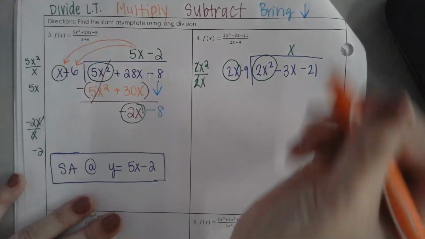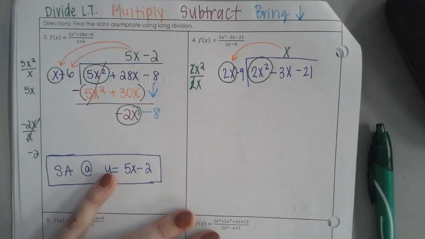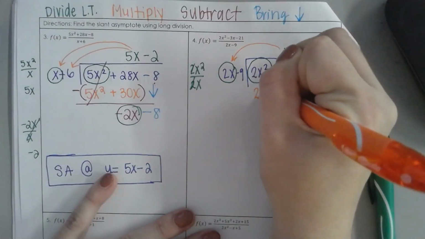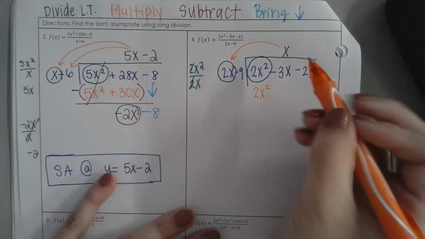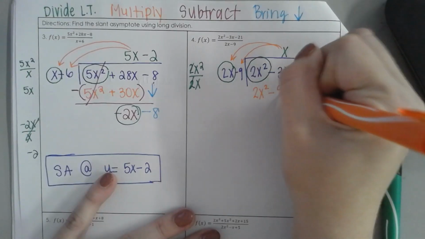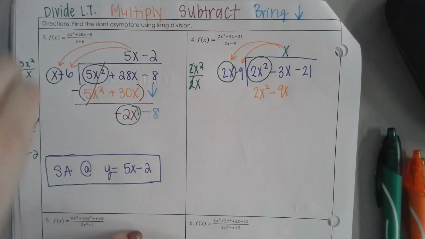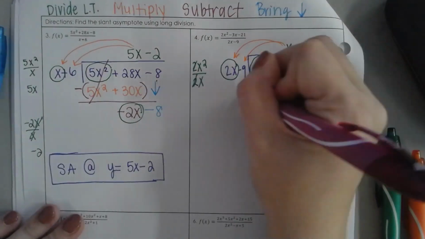Then you multiply. What is x times 2x? 2x squared, because you have an x times x. And then x times negative 9, negative 9x. So that's my multiply step. And then I subtract.